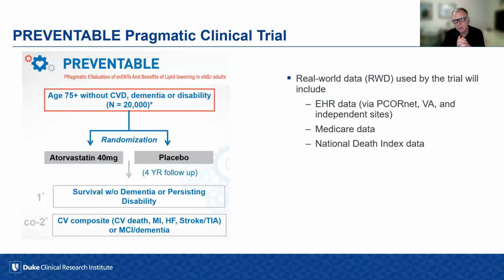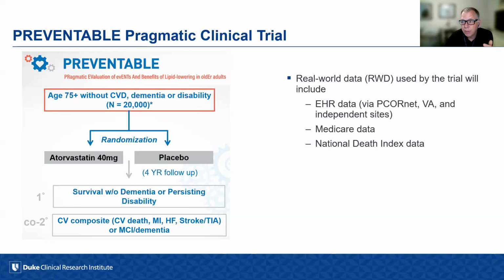So we took some of those learnings from Adaptable and tried to put them in place in Preventable. Preventable is an NIA trial that Duke is working on with Wake Forest. It is evaluating, again, a very different population, age 75 plus, without CVD, dementia, or disability, hoping to get 20,000 patients randomized to statin or placebo and then followed for many years, so that we could see if somebody survived without dementia or persisting disability. The secondary endpoint was a CV composite, and there's another one of MCI or dementia.